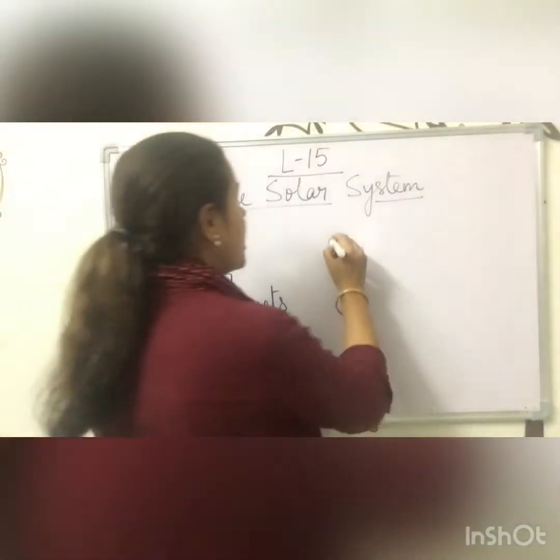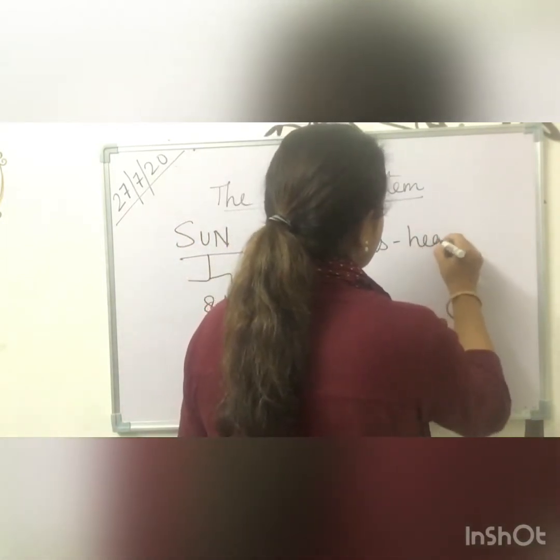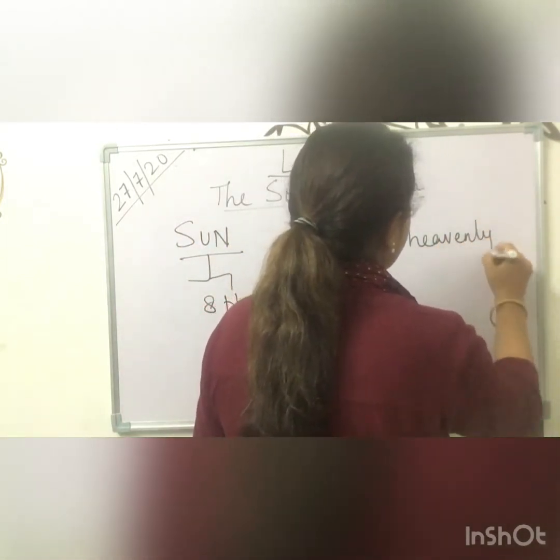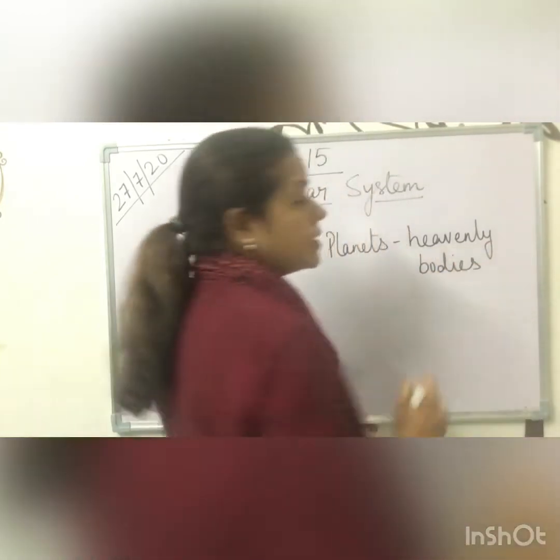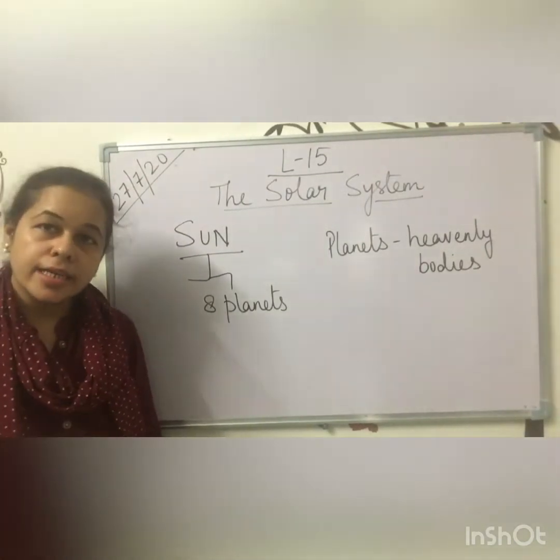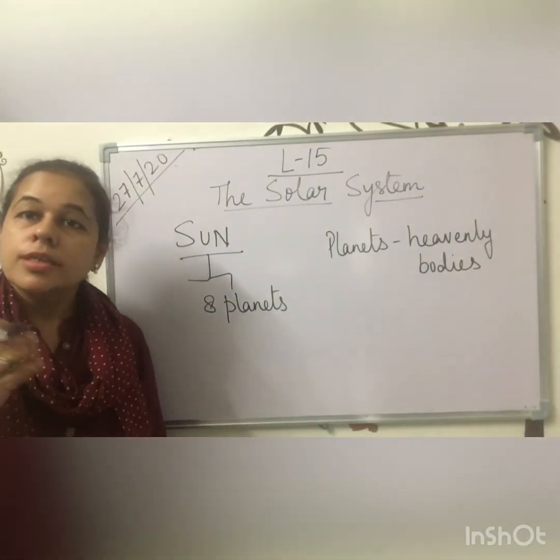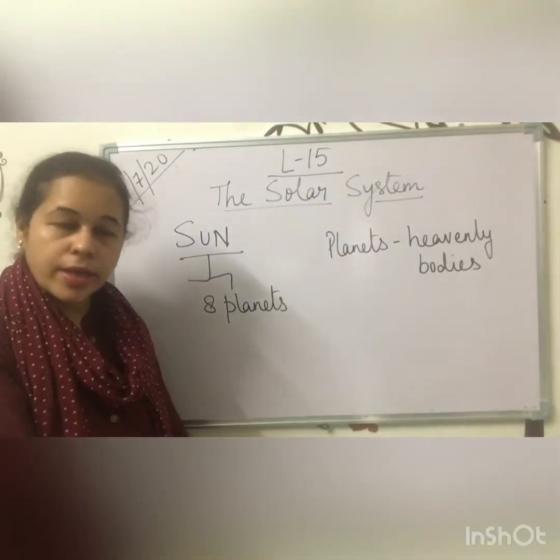And now what are planets? Planets are heavenly bodies. Means they are natural and they are visible in the sky. Examples are sun, moon. These are the examples of heavenly bodies.